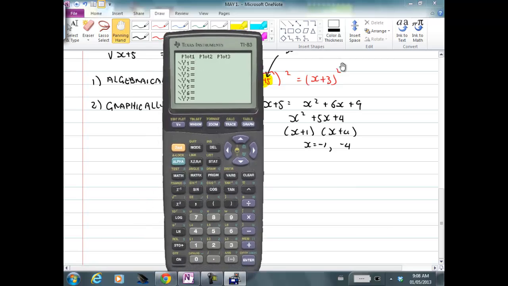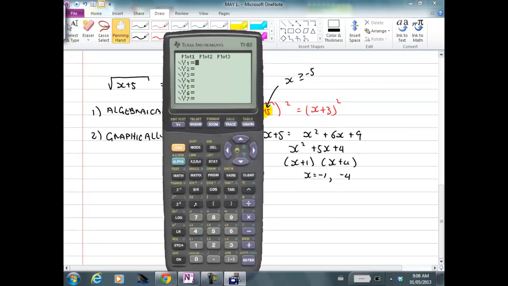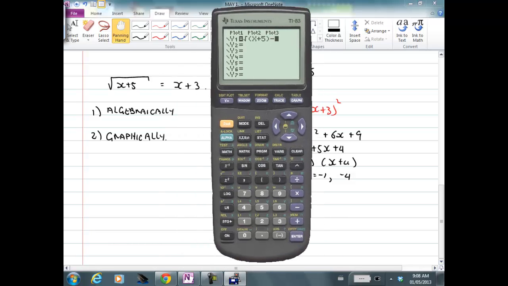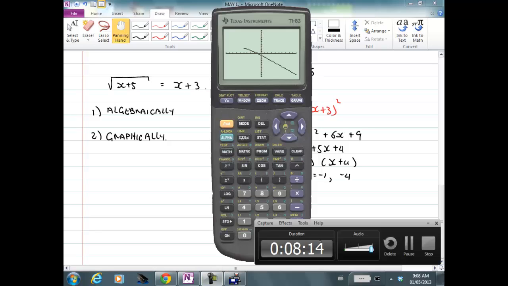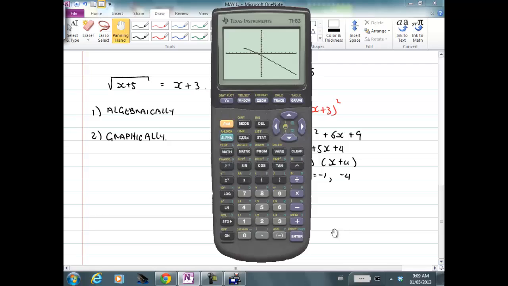So when I solve it graphically, something happens to this one. It'll be the square root of x plus 5 minus x minus 3. And I hit graph. When I do this, notice it only shows one answer. And that answer is at -1. The question is, what happened to -4? I'm going to pause it. I'm going to show you what happened to -4.